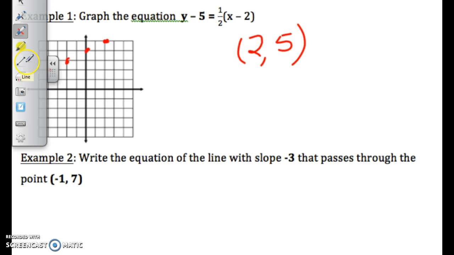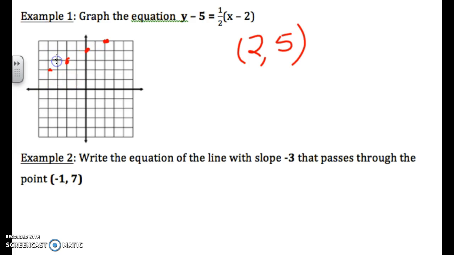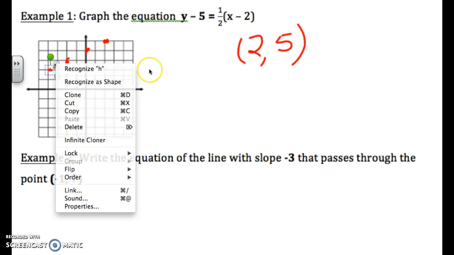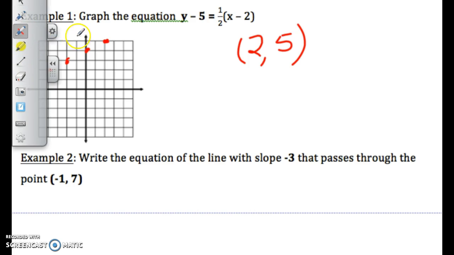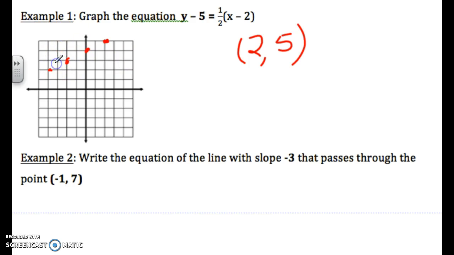So let's just make this line between these. Oops. You know what I'm going to do? I'm not going to worry about that. I'm just going to use my pen. So basically you're going to draw this. There you go. Not very pretty, but hopefully you get the idea.